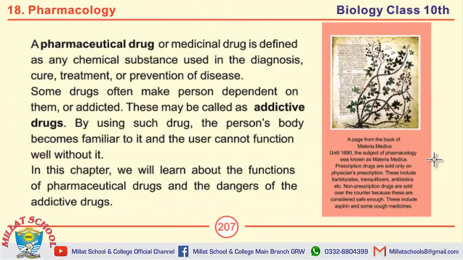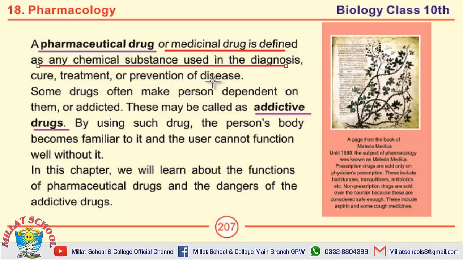Next, we are studying the types of drugs. There are two major types of drugs. One is pharmaceutical drug and number two is addictive drug. Medicinal drugs or pharmaceutical drugs are defined as any chemical substance used in the diagnosis, cure, treatment or prevention of disease.